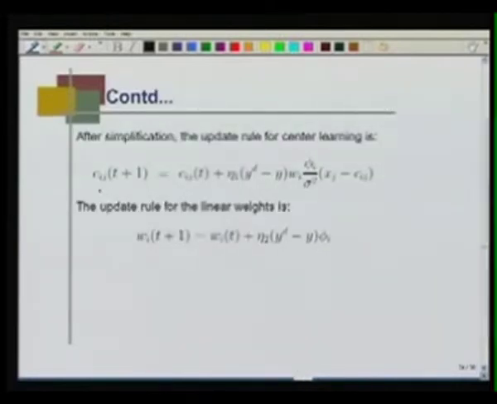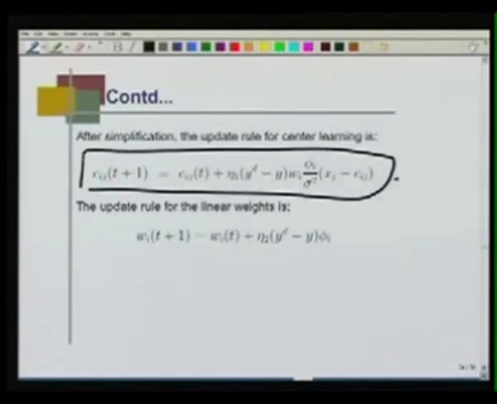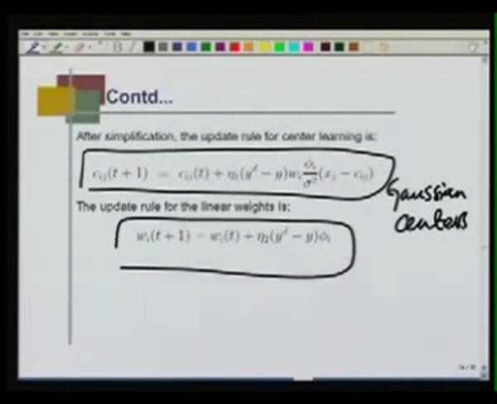So, Cij t plus 1 is thus, this is our final expression for Gaussian centers. And this is for weights. This is a simple derivation, you can verify for yourself.